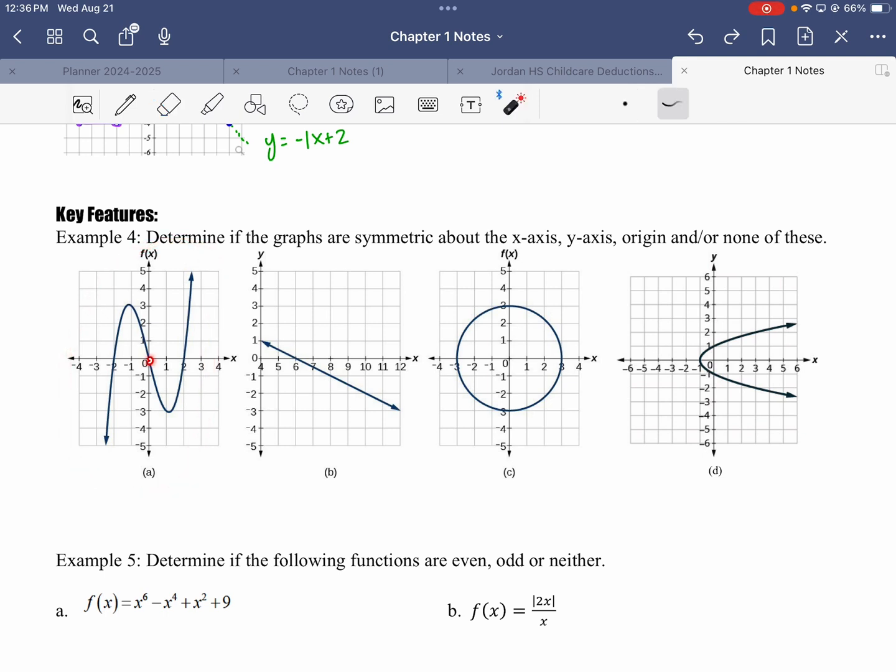How about this one? Is this symmetric about the y-axis? No. Is it symmetric about the x-axis? Is it symmetric about the origin? Yes.